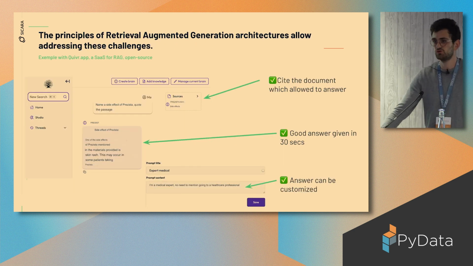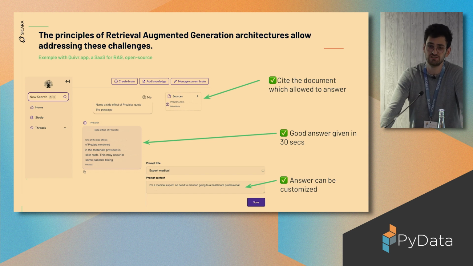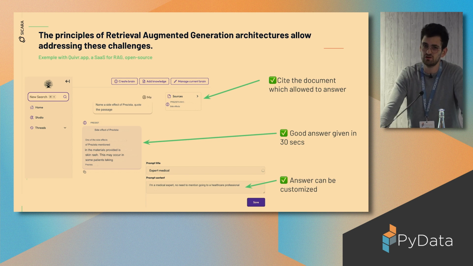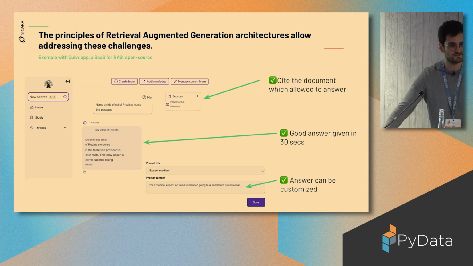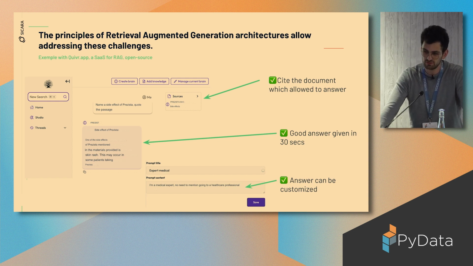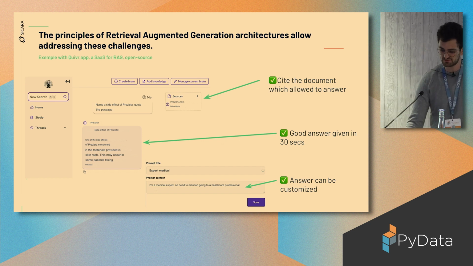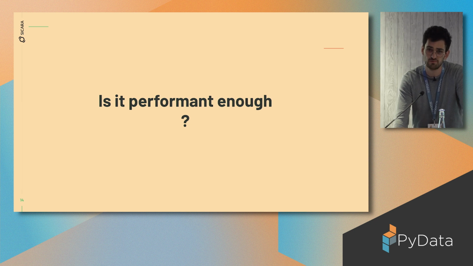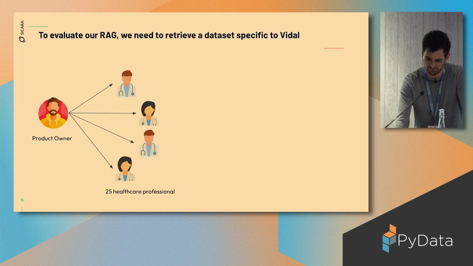So the solution is to build a retrieval augmented generation system to base a model directly on the documentation of the Vidal, as we all understood. And there are a lot of tools off the shelf, like this one, Quiver, where you can easily put documents and ask questions, which was a good starting point for our product. But is this performant enough, taking something off the shelf?